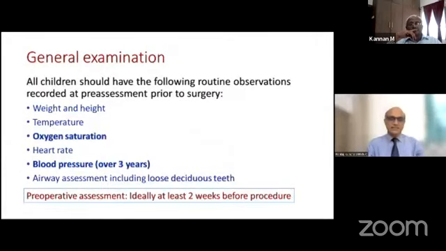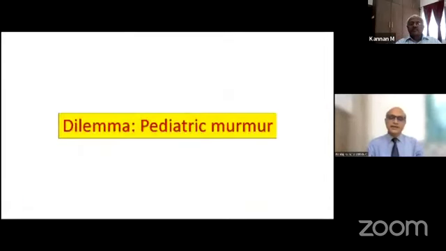In general examination, apart from the other parameters which we record, it's important that we record the oxygen saturation and blood pressure of children when they are over 3 years. Ideally speaking, preoperative assessment in children should be done at least 2 weeks before the procedure so that adequate preparation time is allowed and the surgery is not unduly postponed. Now let's come to the dilemmas which exist.